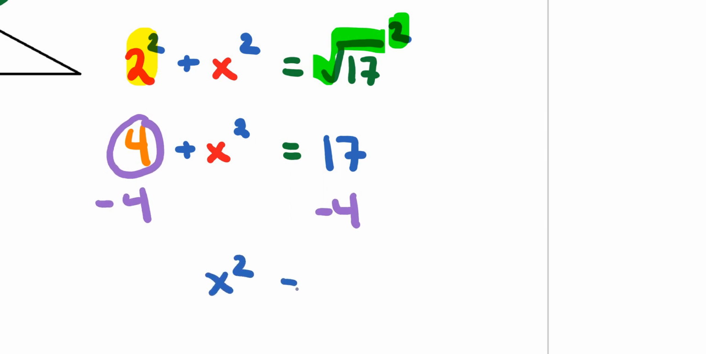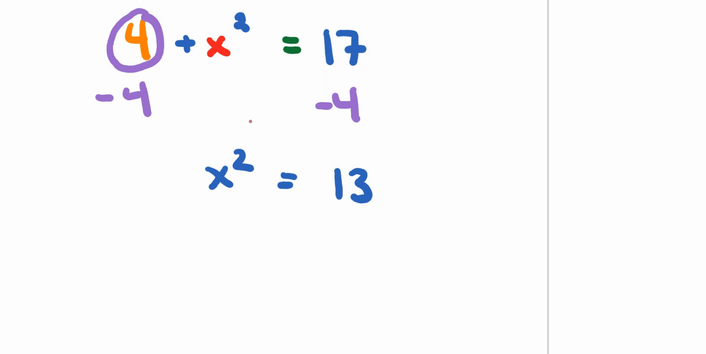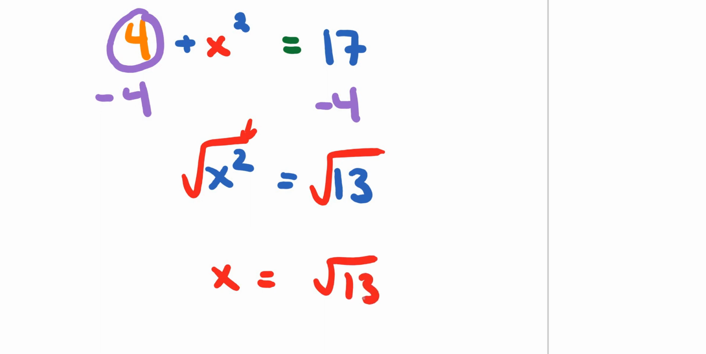So you have x squared equals 2, and now you have 17 minus 4, and 17 minus 4 is going to be 13. And then from here, if you want to get rid of this power 2, you've got to square root both sides. So x would equal root 13. All right, so that's it for that particular question. Just a Pythagorean Theorem question with some square roots and powers.